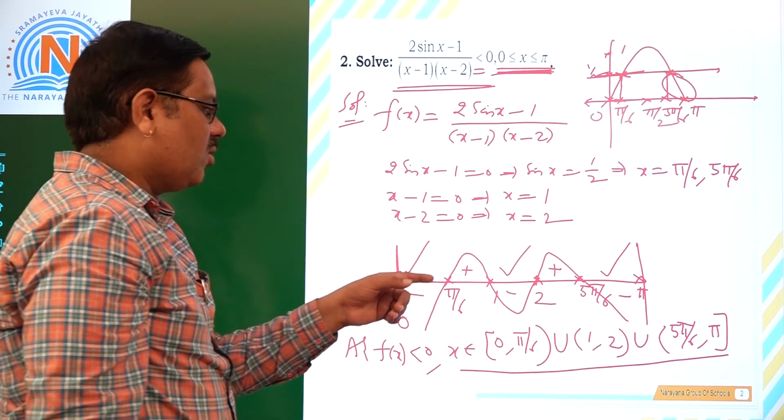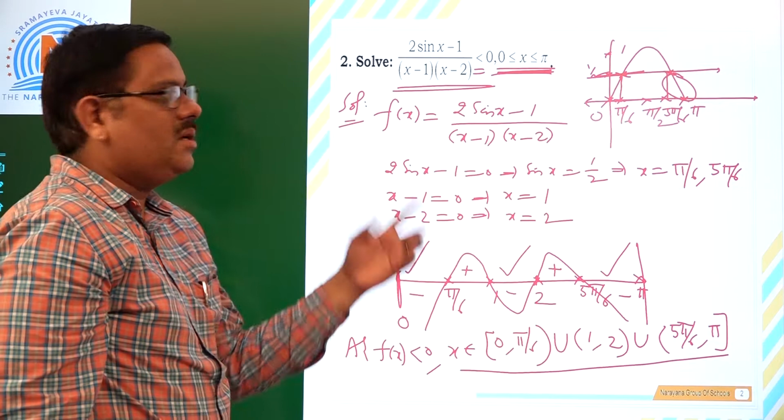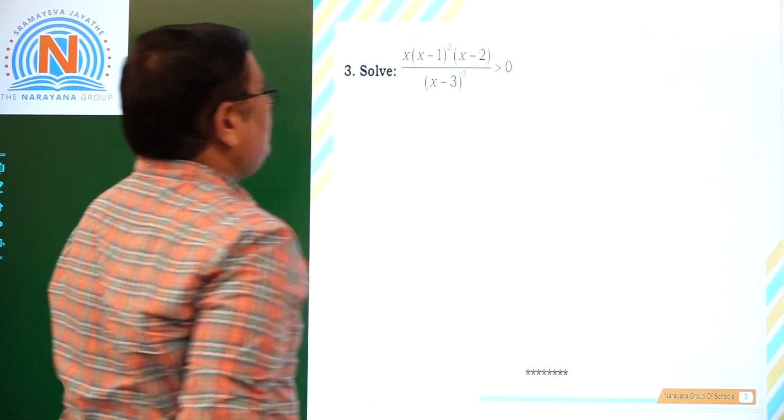If he is asking f(x) more than 0, you have to take this region: pi/6 to 1, and 2 to 5pi/6. As per the given question, the answer is this. Okay, now we'll move to the next question.